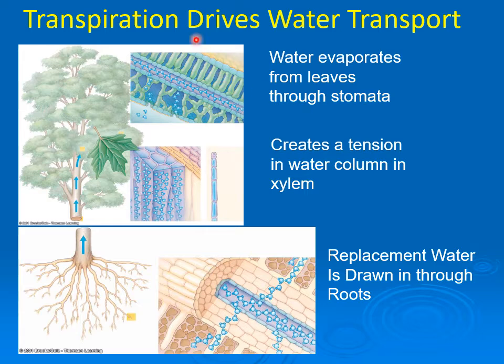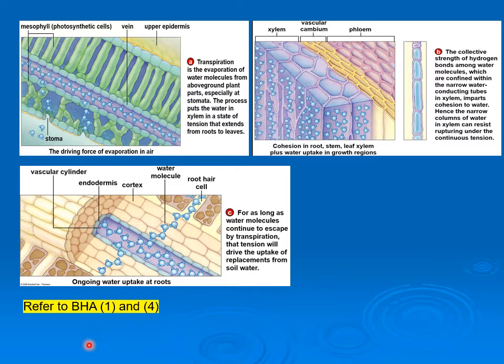So transpiration drives the water transport. No transpiration, no water transport. You ingat balik tu. Ataupun reduce water transport. So water evaporates from the leaves through the stomata, creates a tension in the water column in xylem. So water is replaced. Water replacement is drawn in through the roots upwards. This one also shows how it happens at the leaf. So you have to look at the question, and this is the answer given.